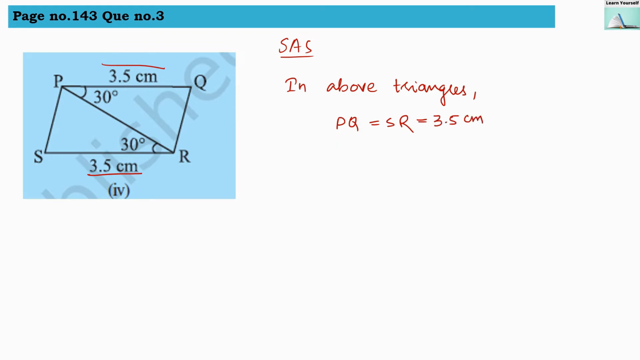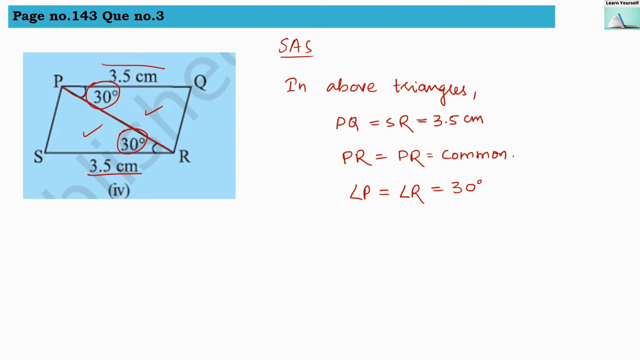Now, as we can see, this arm is common between these two triangles. So we can write that PR is equal to PR because it is common between the two triangles. Now, we require one angle. We got two sides. So this is our angle, that angle P is equal to angle R and they both are equal to 30 degrees.